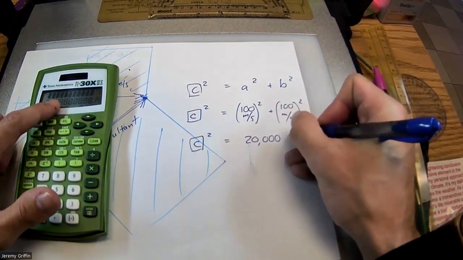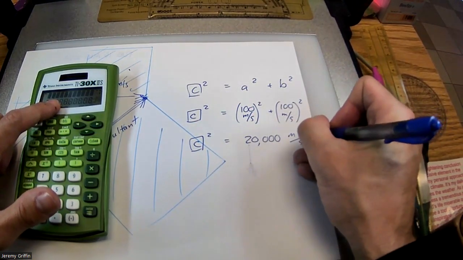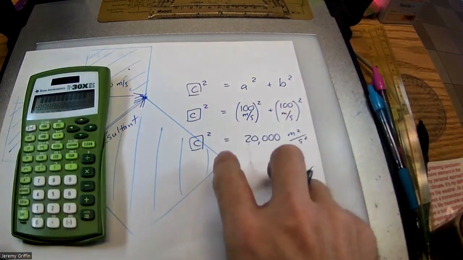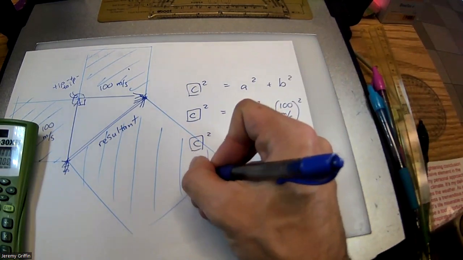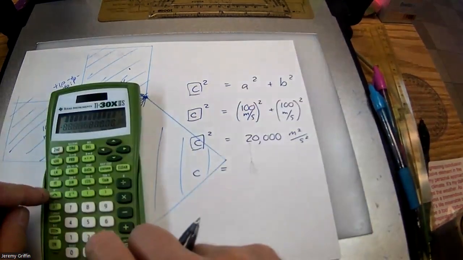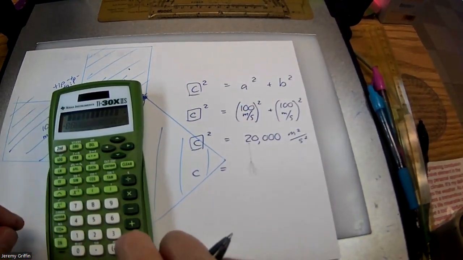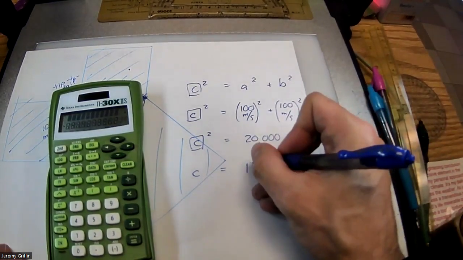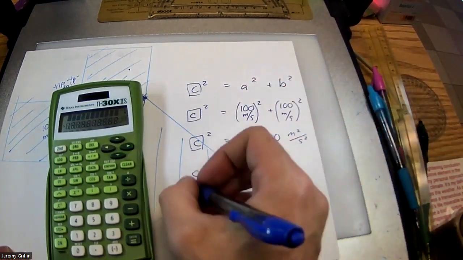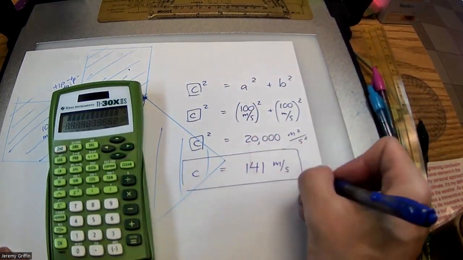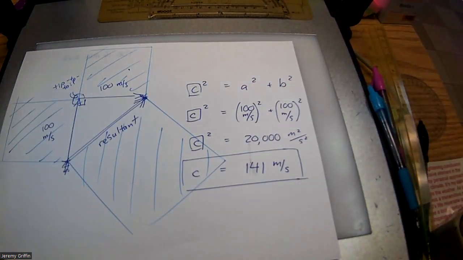That's meters squared per second squared, which is kind of a silly unit, but we're about to square root both sides. I should have asked you guys, you would have said that, right? Square root gives the answer. So c equals, what's the square root? Well, I can do this: power 0.5 is the square root. 141 and change, but basically 141 meters per second. So that is the speed of the plane relative to the ground.